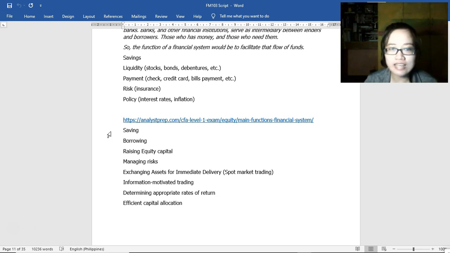Raising equity capital. Those people who have ideas, who have existing businesses and want to expand but don't have the financial resources, would go to financial institutions to get the needed capital. And then managing risk, because the financial institutions would have to assess the borrowers, whether they are capable of growing the money or capable of repaying the money later on. If they evaluate that this person is probably not capable, their business is not really doing well, then they are technically managing the risk. That's one of the roles that the financial institutions are playing.